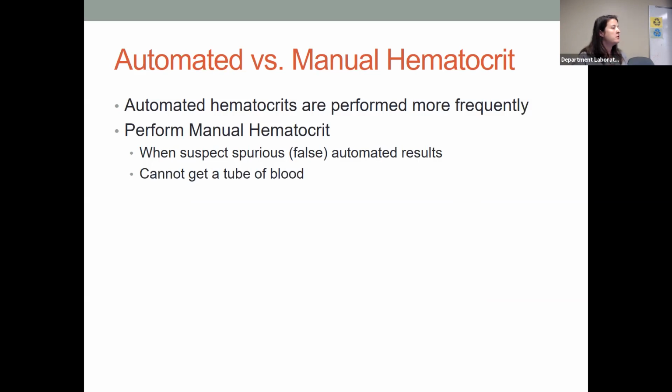What if for some reason you weren't able to access a vein on your patient? You could do a finger stick, right, and get a hematocrit. This is one way you could do a manual hematocrit, doing the spun. So that's kind of an advantage as well.